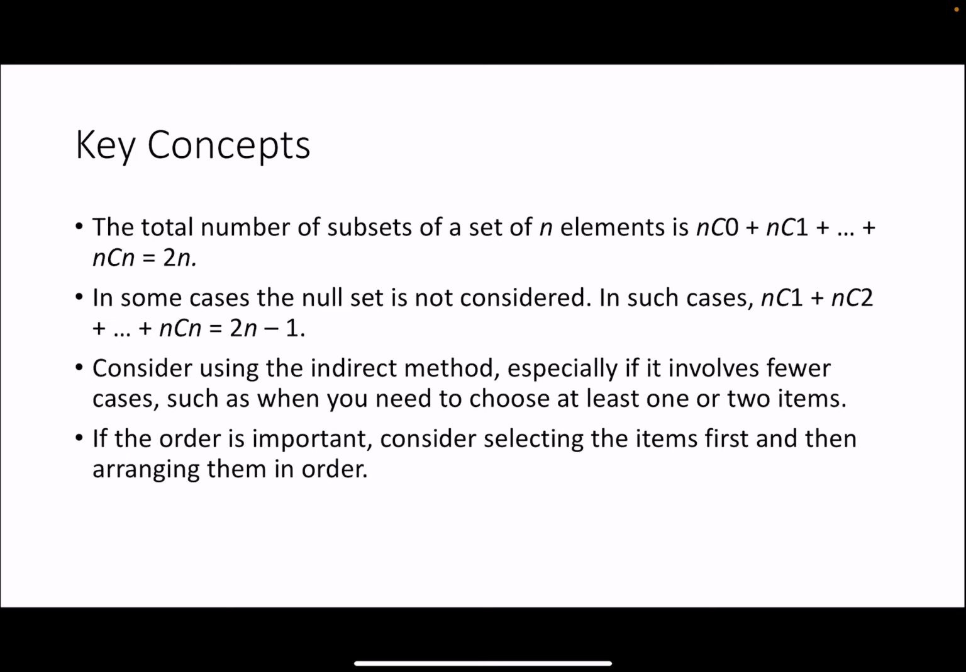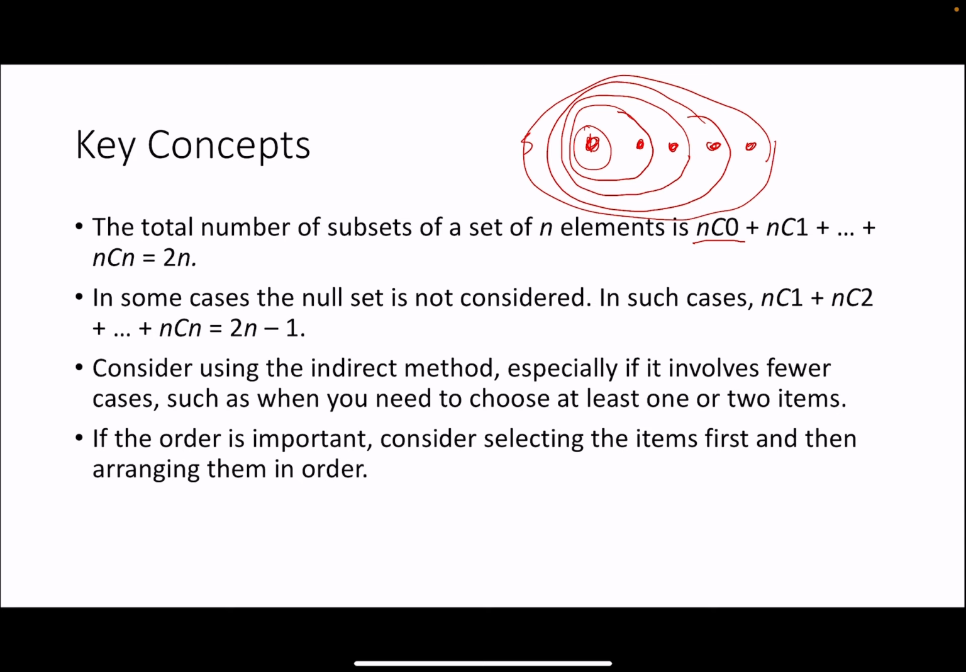Okay, so here are the key concepts. The total number of subsets of a set of n elements is... okay, so subsets of n elements. So if I have n elements, right? If I have these elements, I have 5 elements. Well, I could choose 1, I could choose 2, I could choose 3. I could choose 4. How many ways are there? And I could choose 5, right? I could have 5 in a subset. They could all be different, right? And I could have 0 in the subset as well.